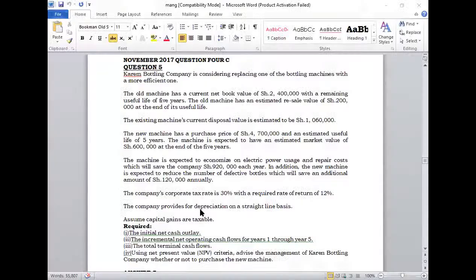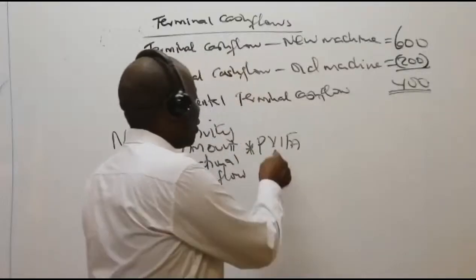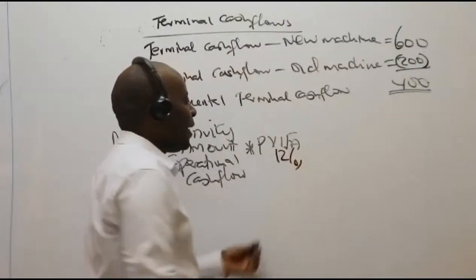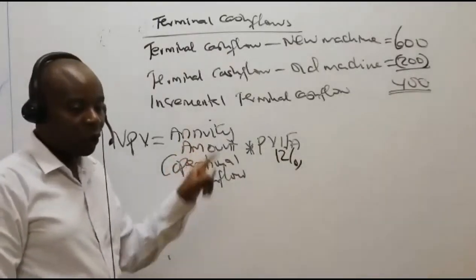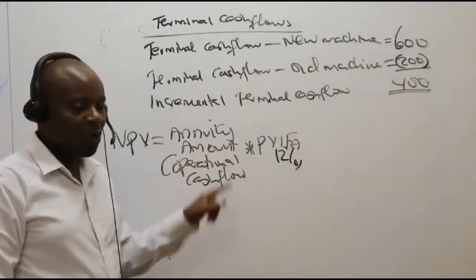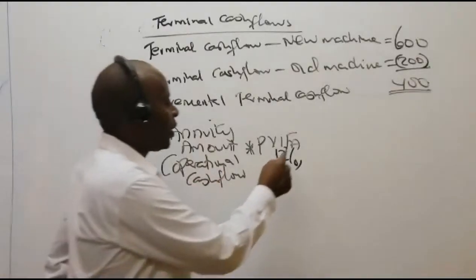Cost of capital. The required rate of return there is 12%. So at 12%, for how many years are we going to enjoy the annuity amount? It has to be the number of years of the new machine. So 5 years.